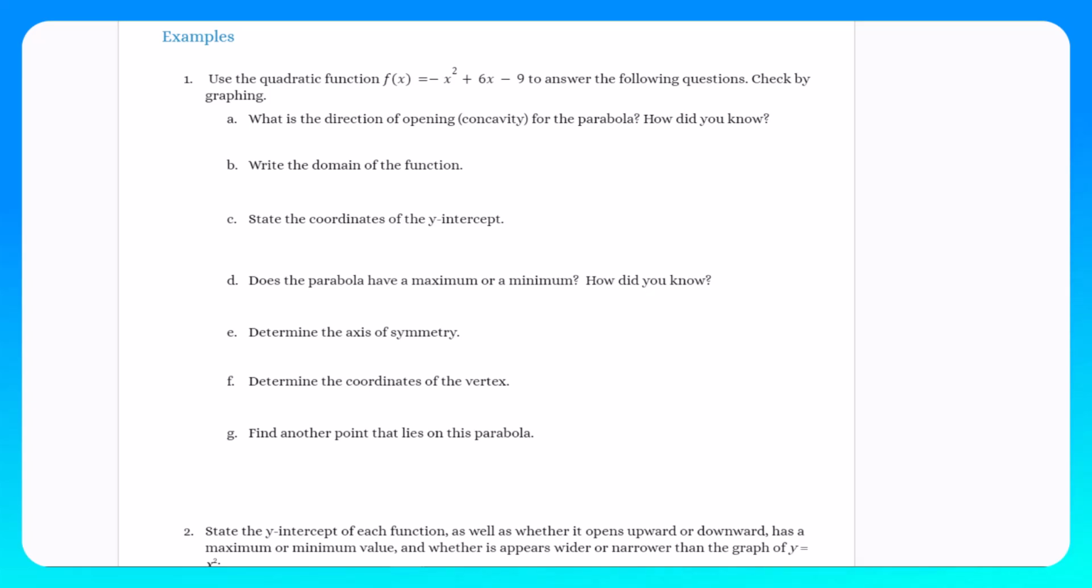The first thing is, what direction of opening, in other words, concavity, is for the parabola? How do you know? Well, we know that when the a value is negative, this thing is going to open down. And this is just the case here. Even though we don't have it there, the a here equals negative 1. And the a is less than 0, which means this thing opens down.